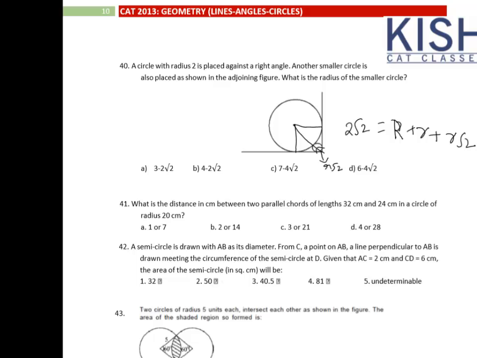What is the distance in centimeters between two parallel chords of 32 and 24 centimeters in a circle of radius 20? Are they on the same side of the center or on the opposite sides of the diameter? If they are on the same side, you will get a different distance. If they are on the opposite sides of the diameter, you get a different one. So this question is a simple one. You should solve it actually.